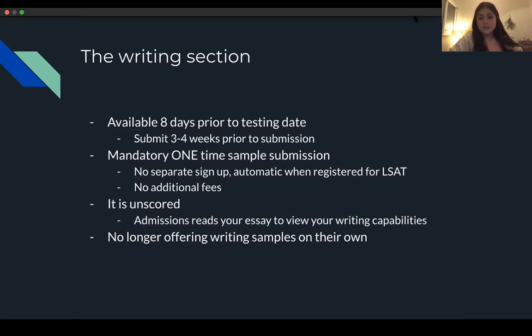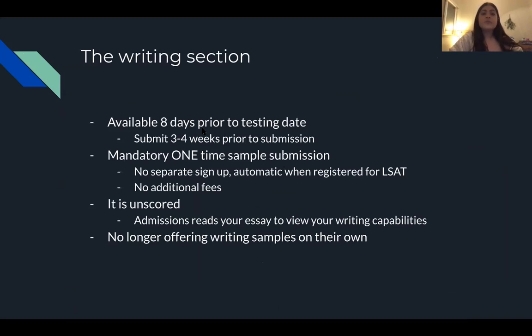Okay, and then the writing section. The writing section is available 8 days prior to the testing date. So you submit 3 to 4 weeks prior to submission. That part was confusing. It's your mandatory one-time sample submission. There is no separate signup. You're automatically signed up for the writing sample when you register for the LSAT, and there are no additional fees. It is unscored. And then the admissions people read your essays to review your writing capabilities. They used to offer choices in the writing section, but they don't anymore.